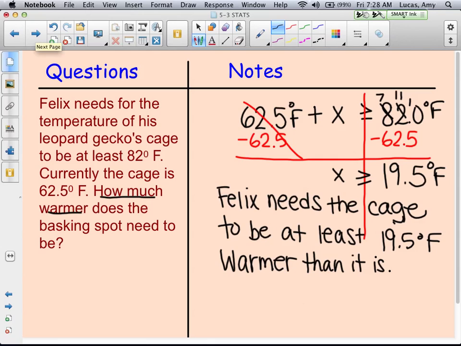Remember that with word problems, we do expect a word answer to go along with your inequality so that we can see that you understand what your answer means in that situation, what it really represents. So Felix needs the cage to be at least 19.5 degrees Fahrenheit warmer than it is.